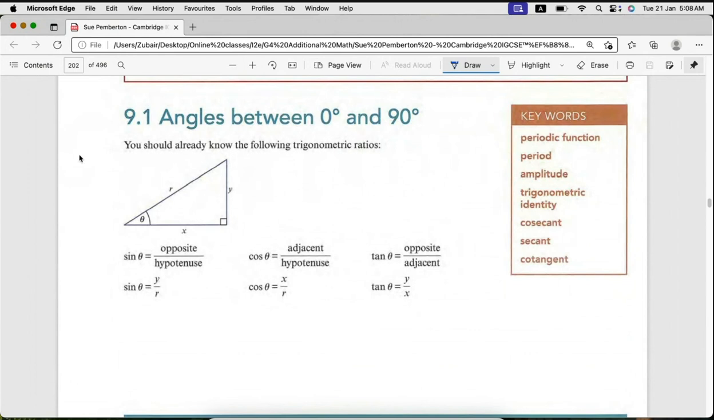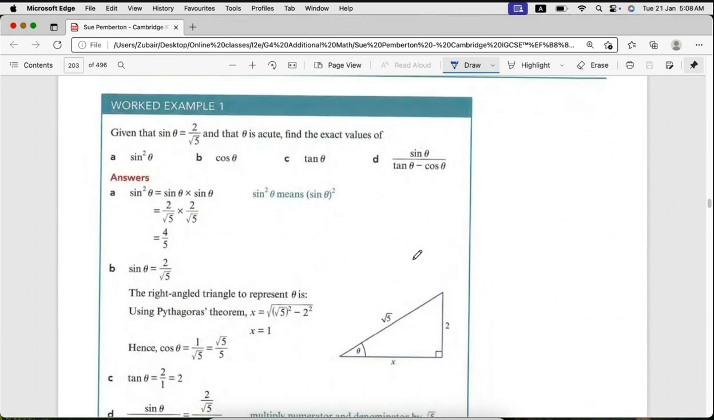Angle between 0 and 90, you should already know the following trigonometric ratios. We just discussed them, sine, cos, and tan. Moving on, given that sine theta is equals to 2 by square root 5 and theta is acute, find the exact values of these. So when we have this, we can just substitute the values. Sine theta, I'm just making that triangle at a little earlier stage.